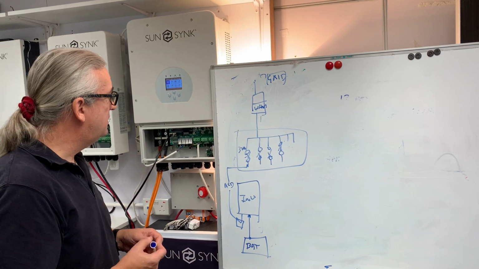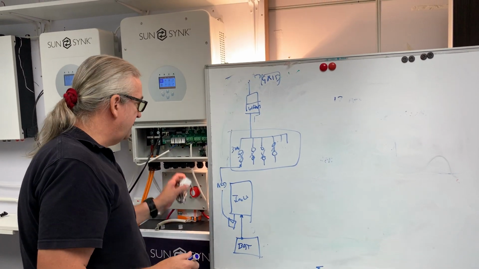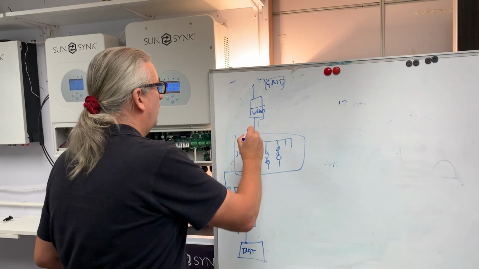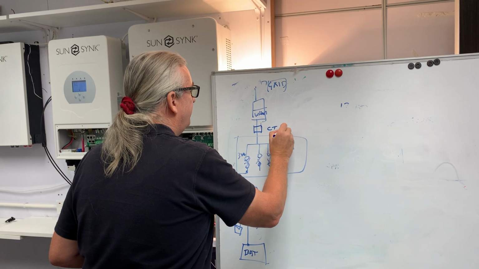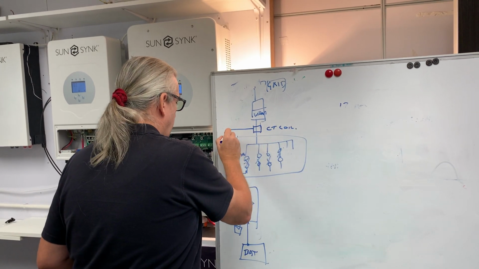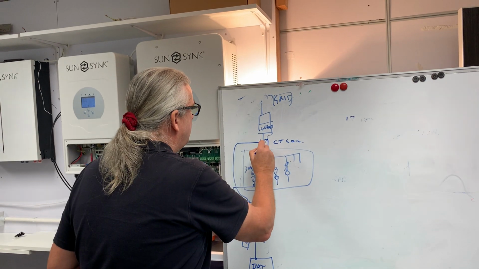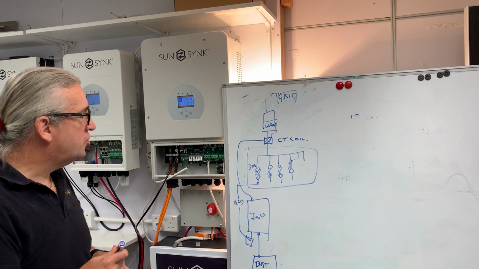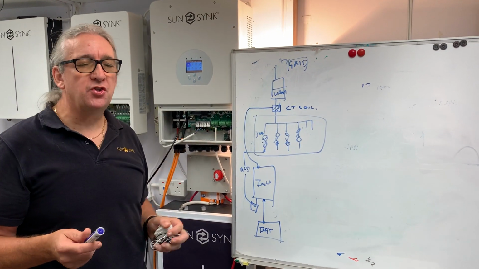So what happens is we add the magic, we add this thing here, and this is what we call our CT coil. This is the magic, and the magic goes back into this, and by using this device here we control the power, what they call the export. So it can't export power back onto the grid if we don't want to.